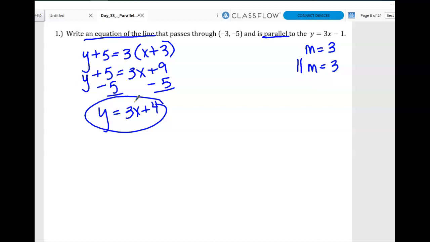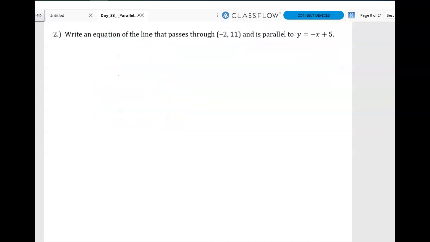Now to check it, you can put in Desmos y equals 3x plus 4, and also y equals 3x minus 1, and notice that they run parallel to each other. And also notice that this equation will pass through that point. That's a good way to check it. Always use Desmos to check. Now we've got an equation of a line that passes through this point and is parallel.